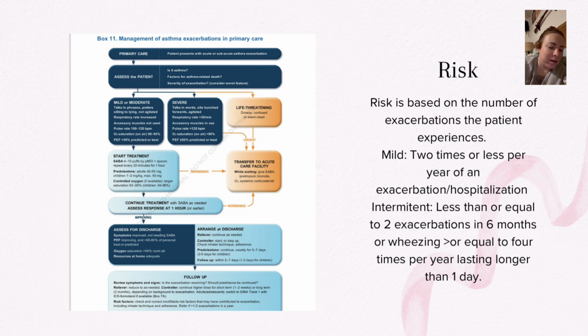And then I included this picture. This is from the pocket guide. I really like the pocket guide. It has a lot of information and it breaks it down really well. It goes over the management of asthma exacerbations in primary care, and shows mild or moderate, severe, life-threatening, and then when to assess for discharge. So I really like that. I'm sorry if it's hard to see. You might have to zoom in on it, or you're welcome to screenshot it if you want.